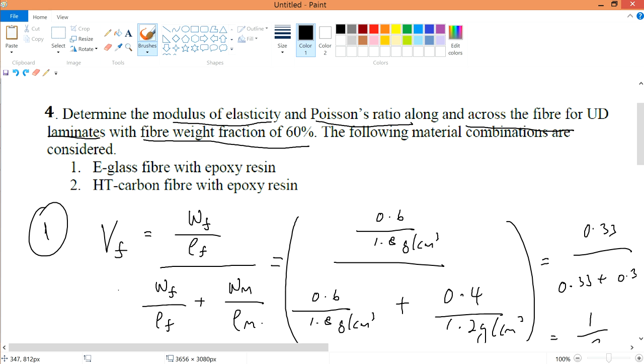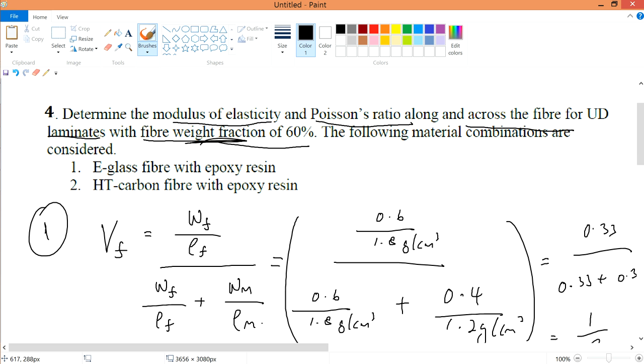Take a look at the fiber weight fraction. This is a new term, which we didn't go through before. Whenever you see weight fraction, you're going to calculate your own volume fraction. Often the volume fraction is given to you, but if they give you weight fraction, please remember you're going to calculate your own volume fraction.